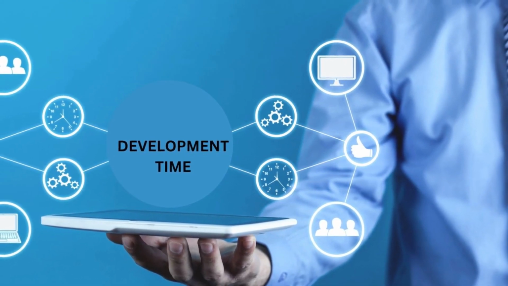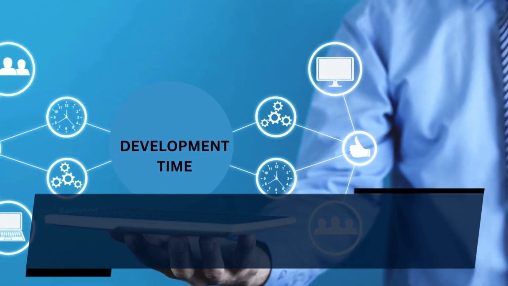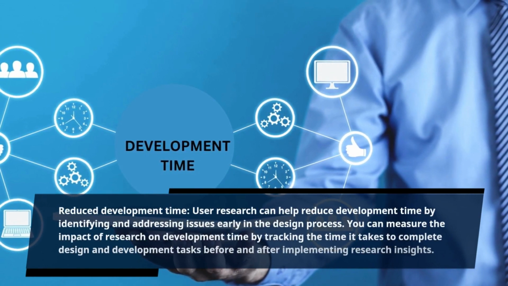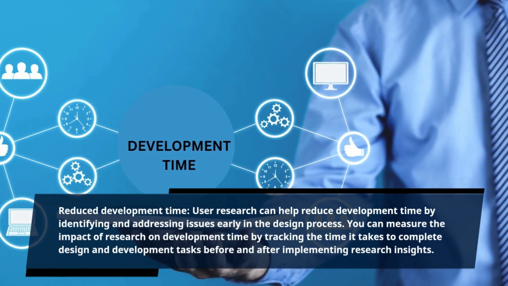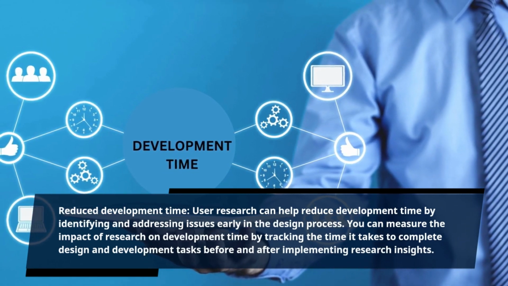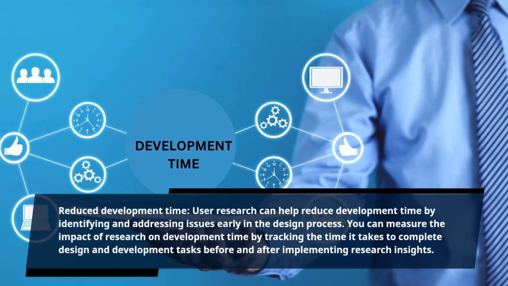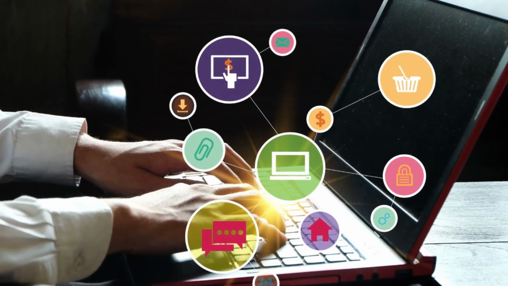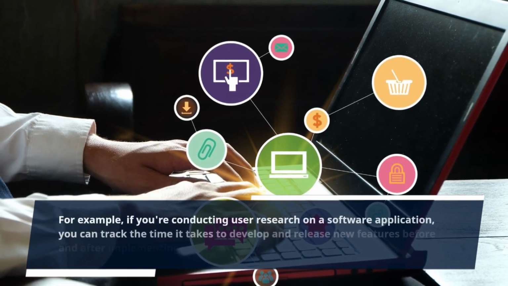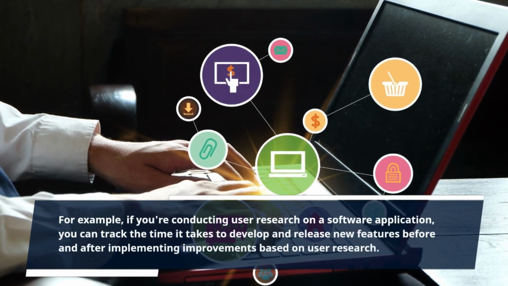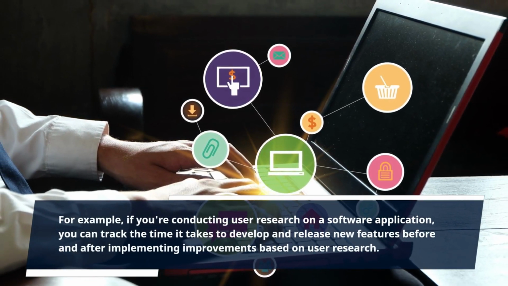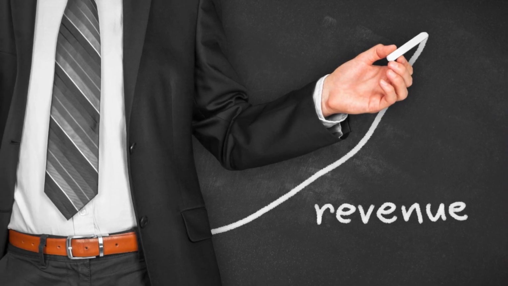Reduce development time. User research can help reduce development time by identifying and addressing issues early in the design process. You can measure the impact of research on development time by tracking the time it takes to complete design and development tasks before and after implementing research insights. For example, if you're conducting user research on a software application, you can track the time it takes to develop and release new features before and after implementing improvements based on user research.